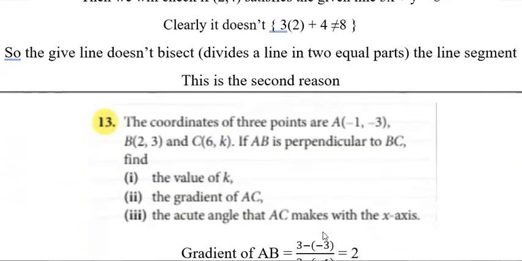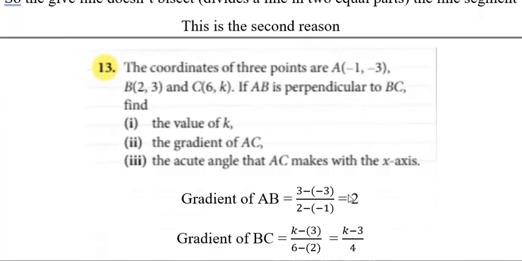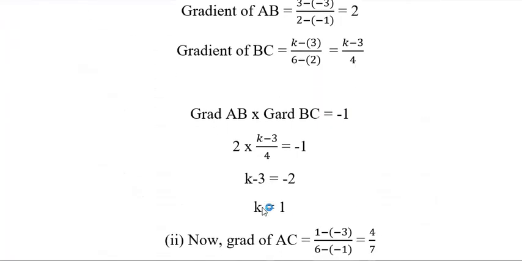Moving on, question number 13. Again, a challenging question, but the first part is easy. You have done it so many times. A, B, and C with the variable coordinate of C. And it is given that AB is perpendicular to BC. So first find the gradient of AB, then BC, and then put their product equal to minus 1, and we will get the value of K. This is how it is done. Gradient of AB comes out 2, gradient of BC comes out K minus 3 over 4. Their product gives us the value of K. You have done it so many times, so K comes out to be 1.